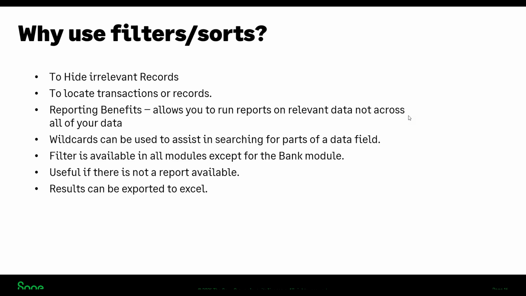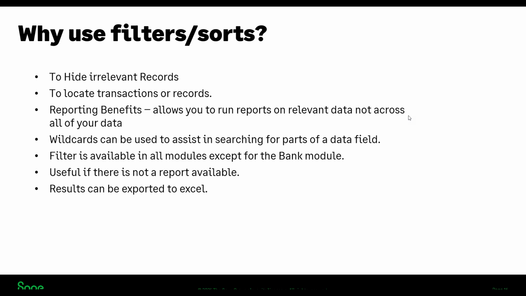We've got wildcards, like I mentioned. Wildcards allow you to search for parts of a data field. So if you don't have a complete data field to search for, or you're looking for a record that contains something, you can use the wildcards feature as well. The filter is across most modules, but it's not in the bank module because that will be contained in the nominal ledger. And filters and sorts can normally help a lot of people if there's not a report available, because you can configure the screen to show you exactly what you need and then export that information to Excel.